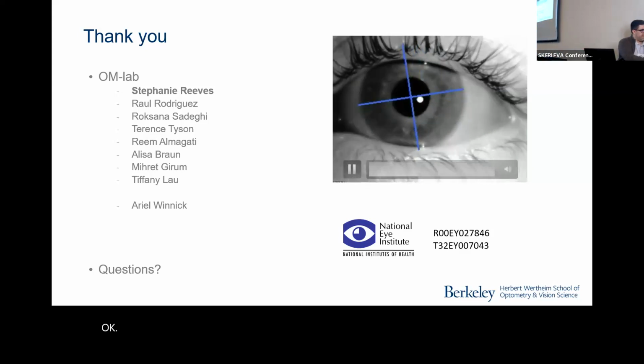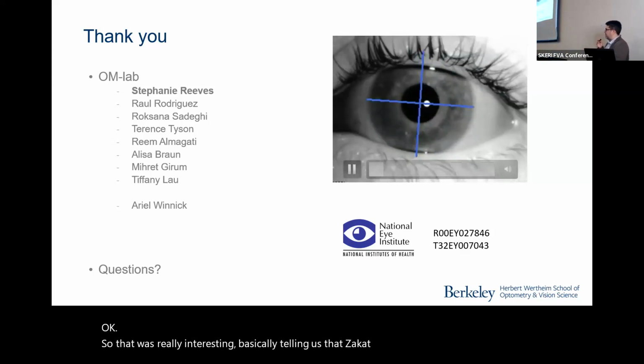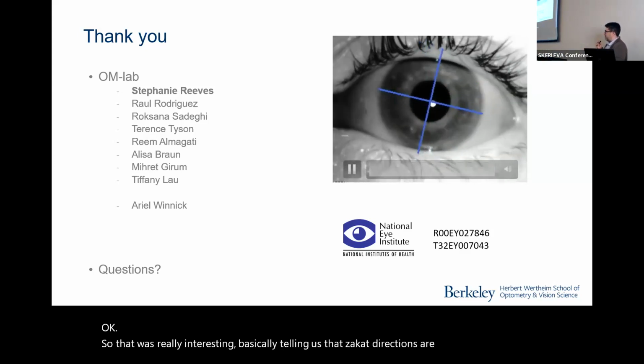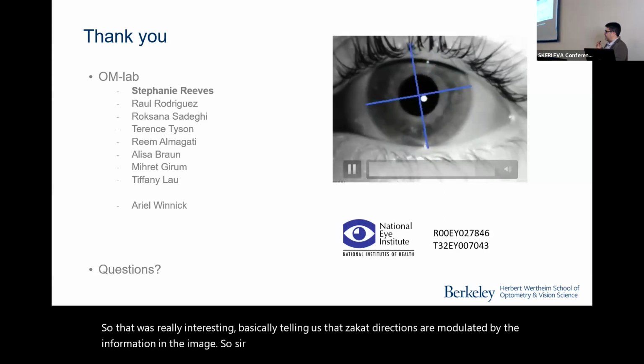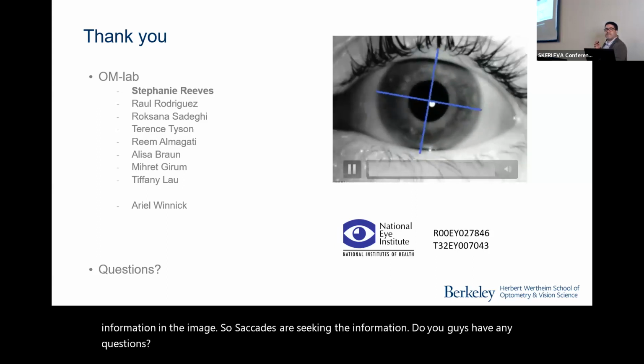So that was really interesting, basically telling us that saccade directions are modulated by the information in the image. So saccades are seeking the information. Do you guys have any questions? Laura, is that a hand?